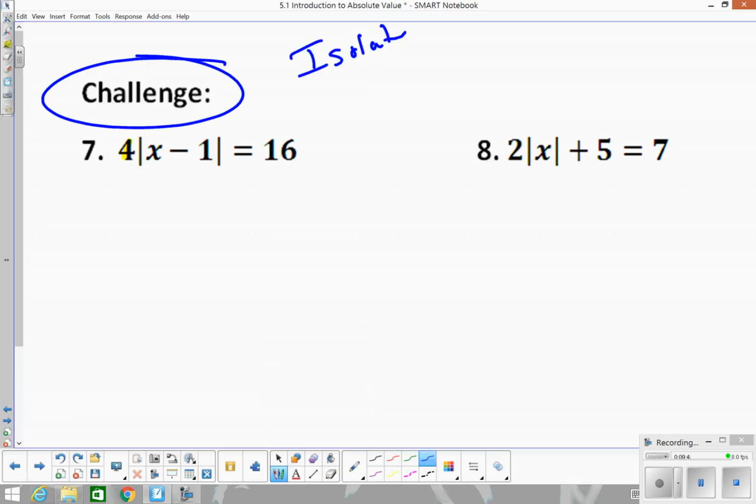Isolate absolute value brackets. Okay? So I want to isolate those brackets. So I'm going to get rid of that 4. So let me go a side note.